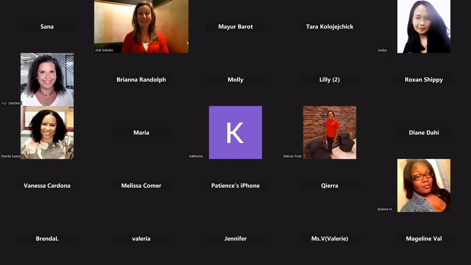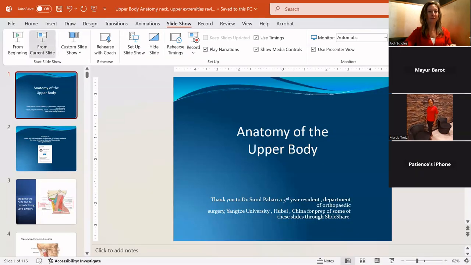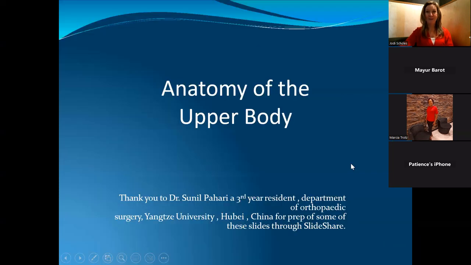Part 2 of class, time to get into our learning. Ready for some upper body anatomy? Ew. It's good. It really is good. It's a heavy subject. Here we go. Anatomy of the upper body.